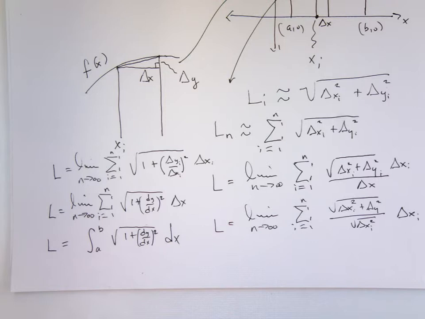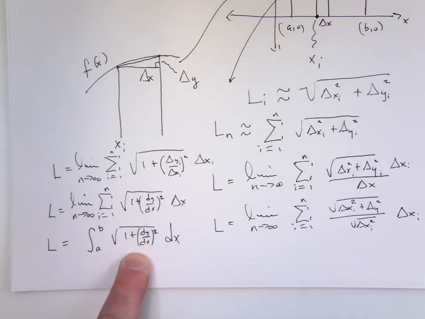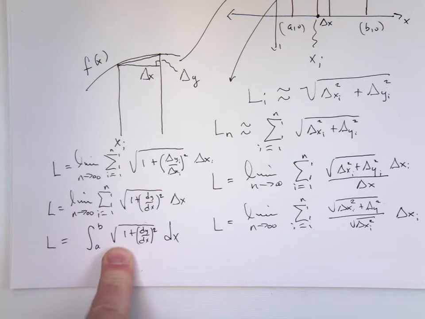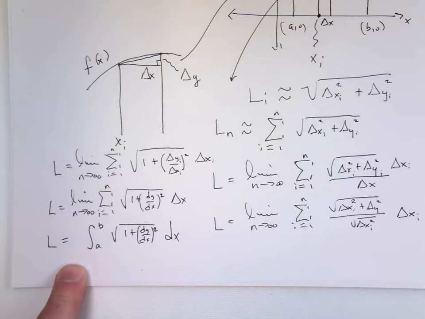Now, the bad news is this integral is bad news because there's not that many functions where we can take a derivative, square it, add 1, take the square root, and end up with something where we can actually do the integral. Okay? All right, let's do one.